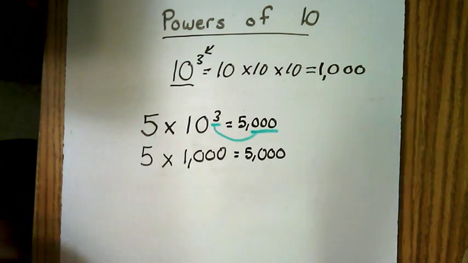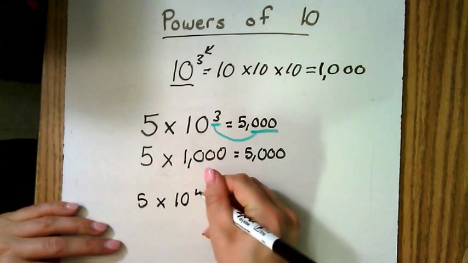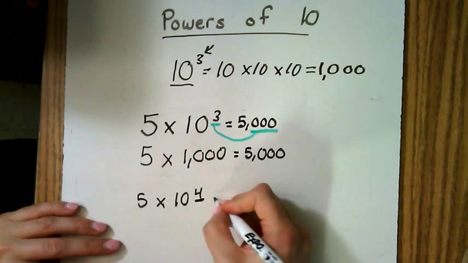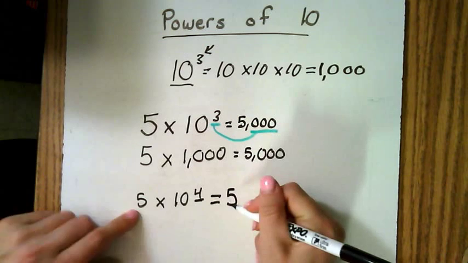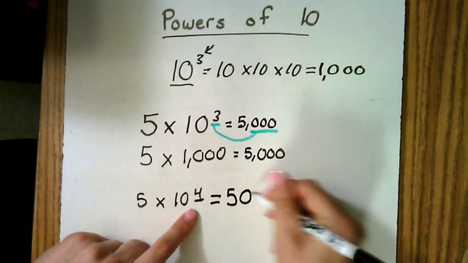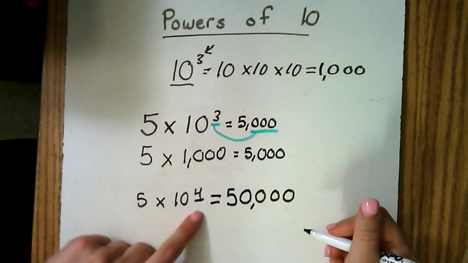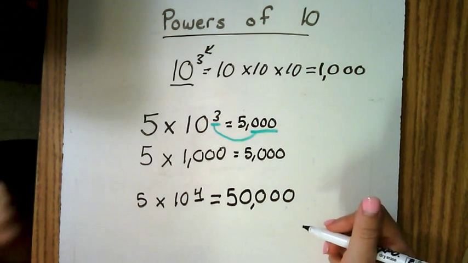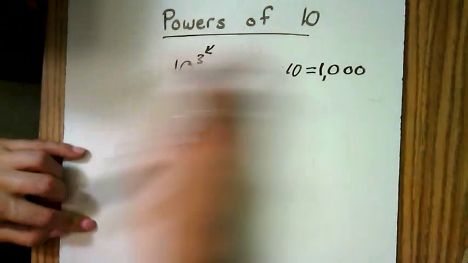So what if we had 5 times 10 to the fourth power? You got it. That 4 means there's going to be 4 zeros in our answer. So we bring over that 5 and we just put on 4 zeros. 1, 2, 3, 4. So 5 times 10 to the fourth power is 50,000. That seems like a pretty simple trick, right? Let's try it on an even bigger number.